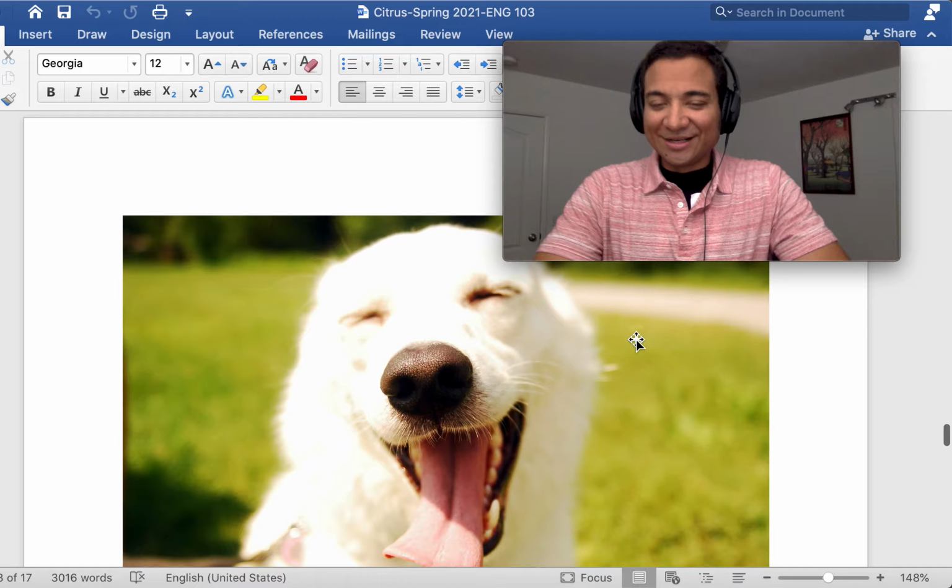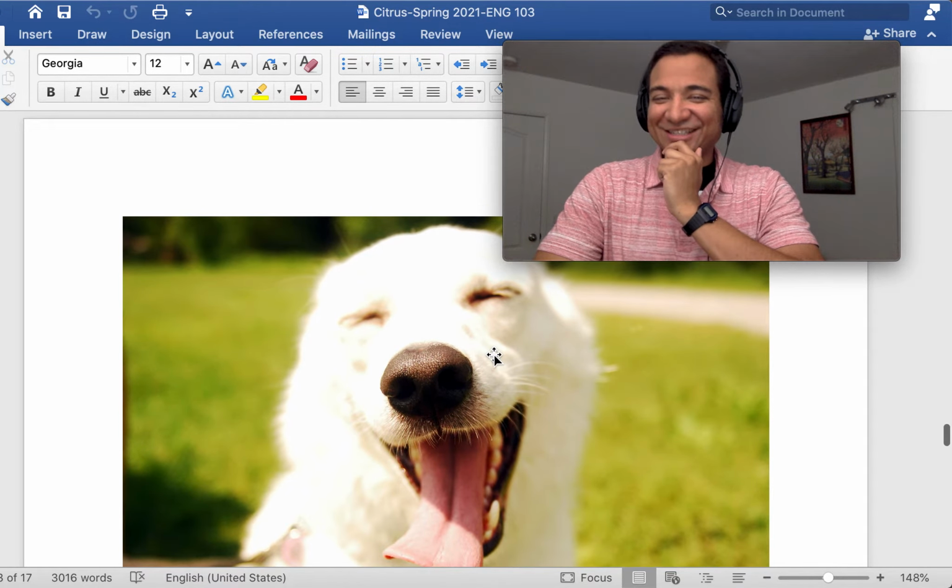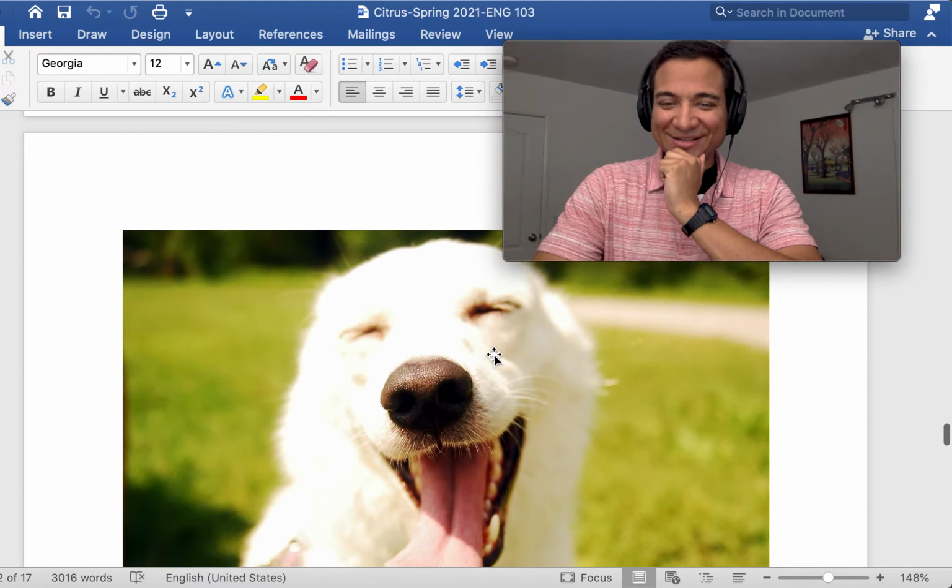Look at this dog. What's a good name for this dog? What would you guys name him? Looks like a Max to me. He's happy. He's like, hey, we're at the end.